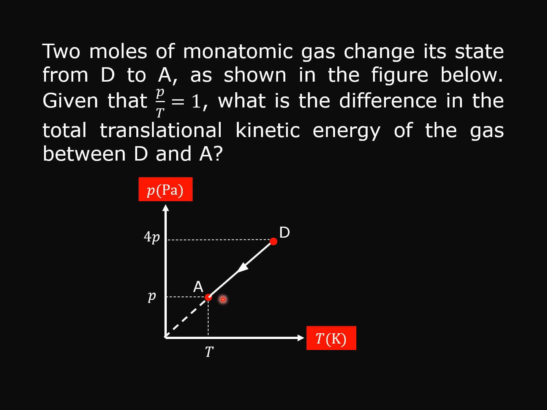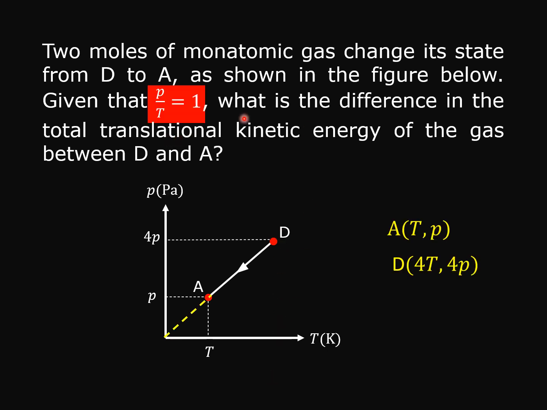Note that at state A, the pressure is P and the temperature is T. And for the initial state D, the pressure is 4P, but the temperature of state D is not given in the graph. But according to the question, P over T is equal to 1.